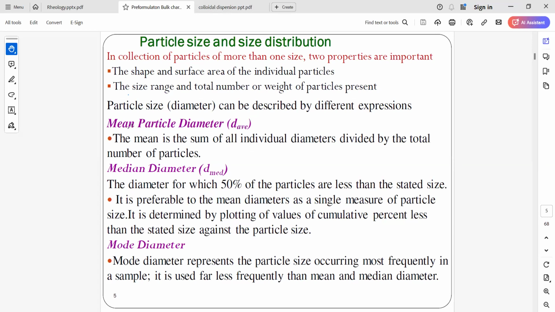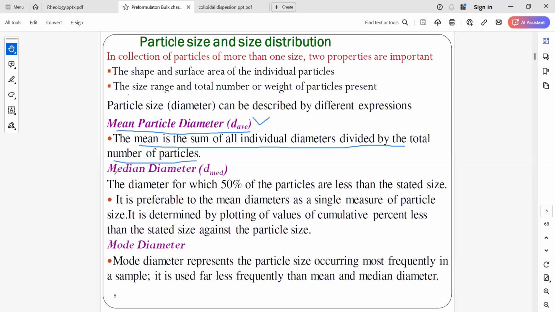So the first one is mean particle diameter. Mean particle diameter is the sum of all individual diameters divided by the number of particles. Simply, if you know about the ocular micrometer and stage micrometer, right? We use that for the measurement of individual particle diameter, right? We attach it with the optical microscope, and then we measure the individual particle diameter, and then we average it. That is simply mean particle diameter.